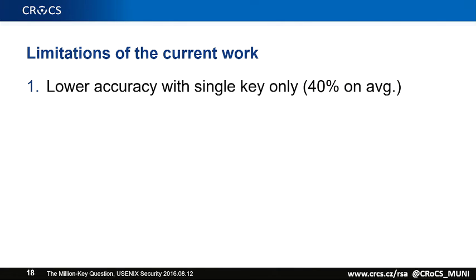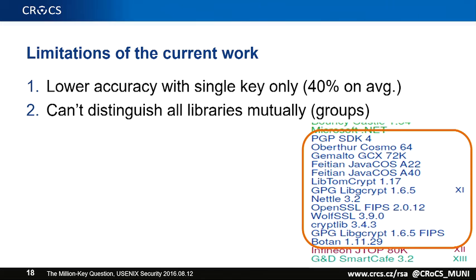So what are the limitations? I would like to highlight three. If you have just one key, you can have lower accuracy. One key is 40% on average on our test set. For some sources, it's perfectly working, 95% probability. For some sources, it's very unspecific. We can't distinguish mutually all libraries. Some libraries fit within the same group.